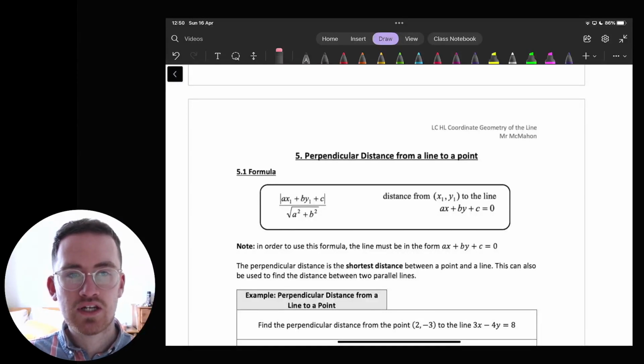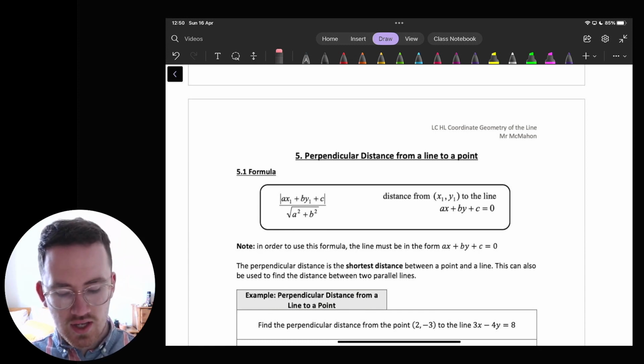Okay, so looking at perpendicular distance from a line to a point. Again, this is a really common formula, and it comes up a lot in questions. It comes up in different chapters. We'll see it when we do circle and things like that as well. So it's one to definitely get your head around.